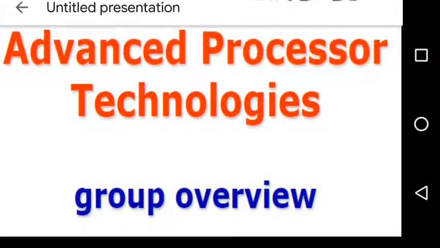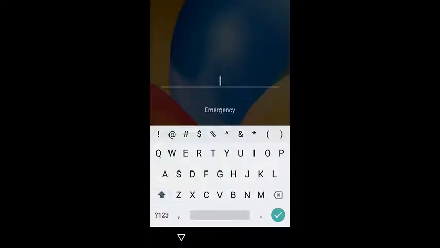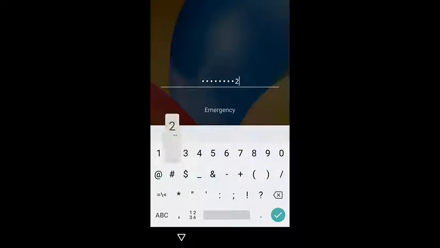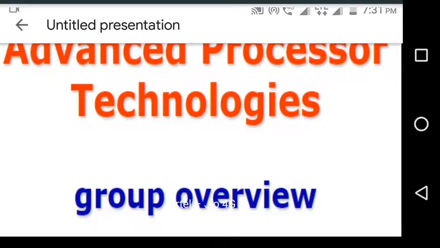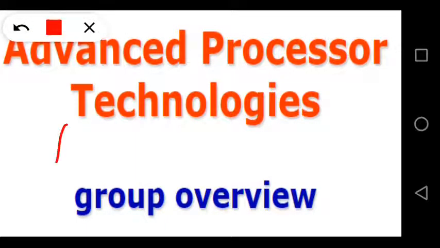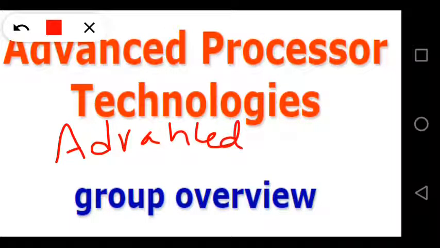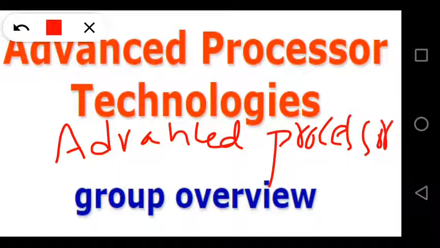So now we'll discuss an important topic, that is advanced processor technology. As the name suggests, advanced processor, this is a very advanced topic related to the technology.